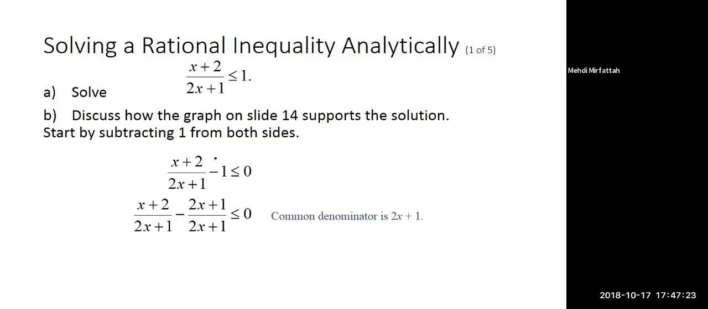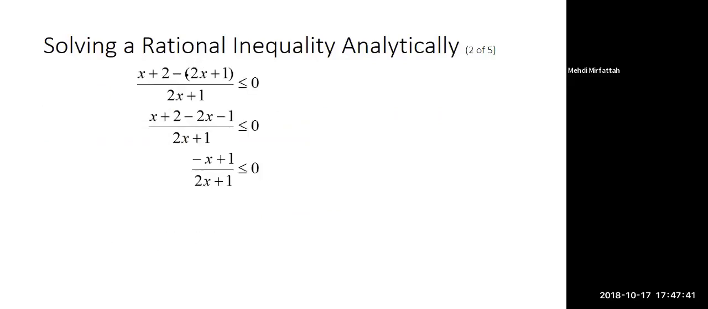I need to combine these two, so the LCD is 2x + 1. If I multiply this by (2x + 1) over (2x + 1), I would get the same LCD here. So I can combine these. So I get (x + 2) minus (2x + 1) over (2x + 1). If I go ahead and distribute this minus, then I can combine like terms. As you can see at this point, we have everything on one side of the inequality. We get (minus x + 1) over (2x + 1) less than or equal to 0.